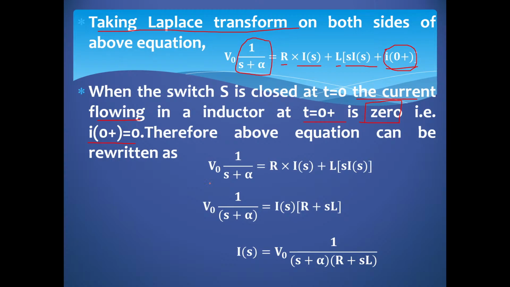So the above equation will be modified as V naught into 1 by s plus alpha is equal to R into I of s plus L into s I of s, because the initial current is 0, as current cannot flow immediately in the inductor. Take I of s common. So you will get V naught 1 by s plus alpha equal to I of s into R plus sL. So I of s is equal to V naught into 1 by s plus alpha into R plus sL. Write down those equations as quickly as possible. We'll proceed further.